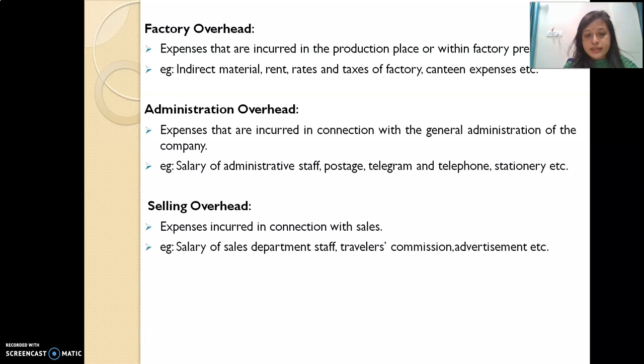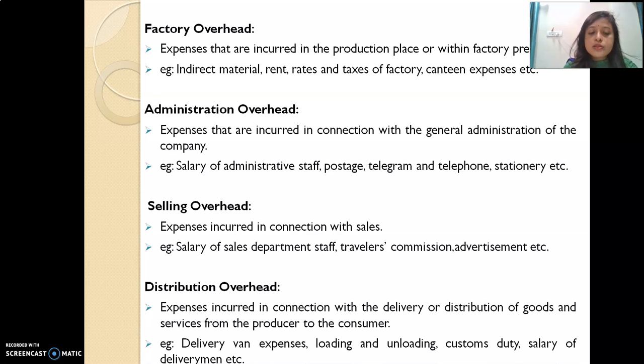Next is selling overheads. Expenses incurred in connection with sales will come under selling overheads. Example: salary of sales department staff, travelers' commission, advertisement, etc.